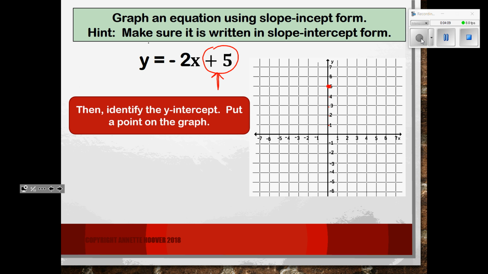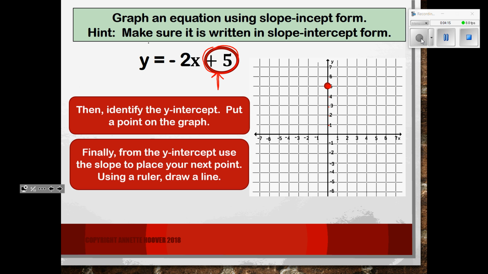Now from the y-intercept, this is where you're going to start from to do the slope. So from the y-intercept, we look to see that the slope is -2, which is the same thing as -2/1, which means you're going to go down 2 and to the right 1 from the y-intercept. So here's the y-intercept. We're going to go down 2 and to the right 1, and that we know there's going to be another point right there.